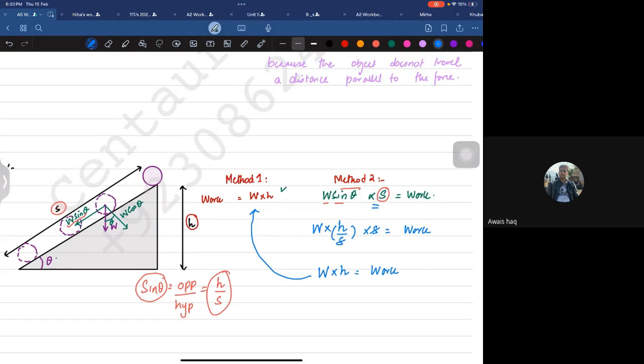Yes, very good. So both methods are required in your exam. Sometimes they will not give you the height. So you need to learn both of them. They're very important. And you shall see when we are going to do the questions ahead. All right, kids. So I think that is enough for today.